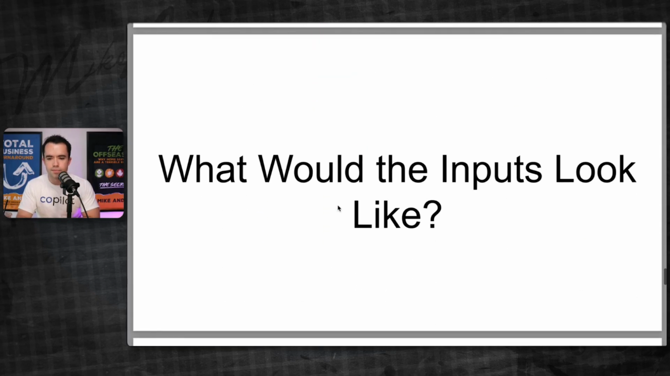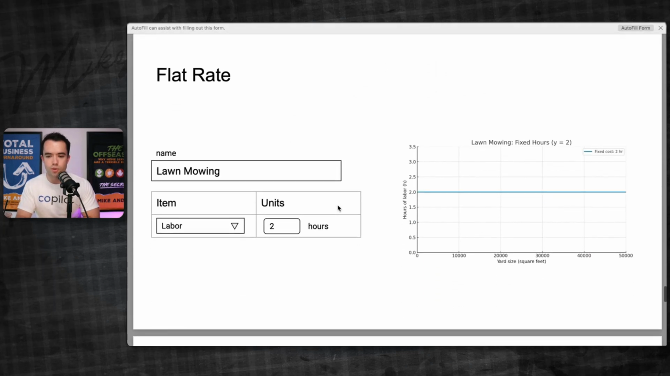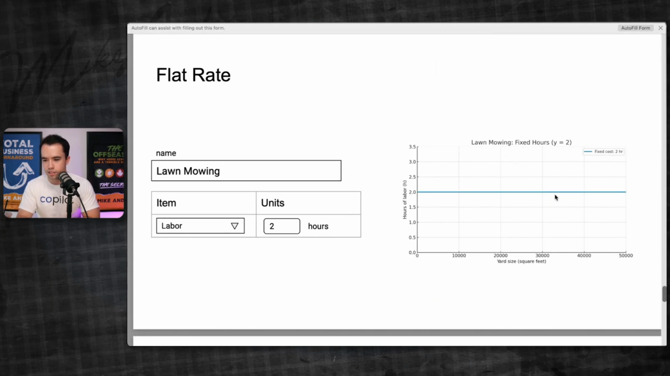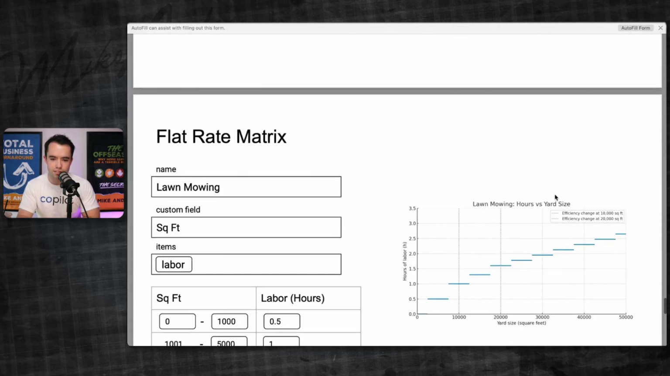All right, so what would the inputs look like? This comes back to the engineering side. This is what flat rate might look like. I have labor, I have number of hours, flat rate. Across the board, I'm charging the same amount of hours, same amount for the size of lawn.